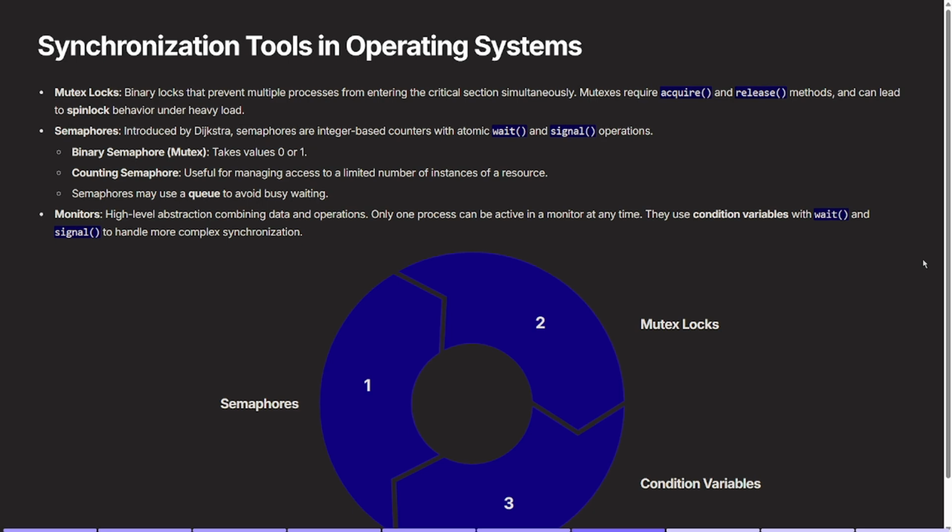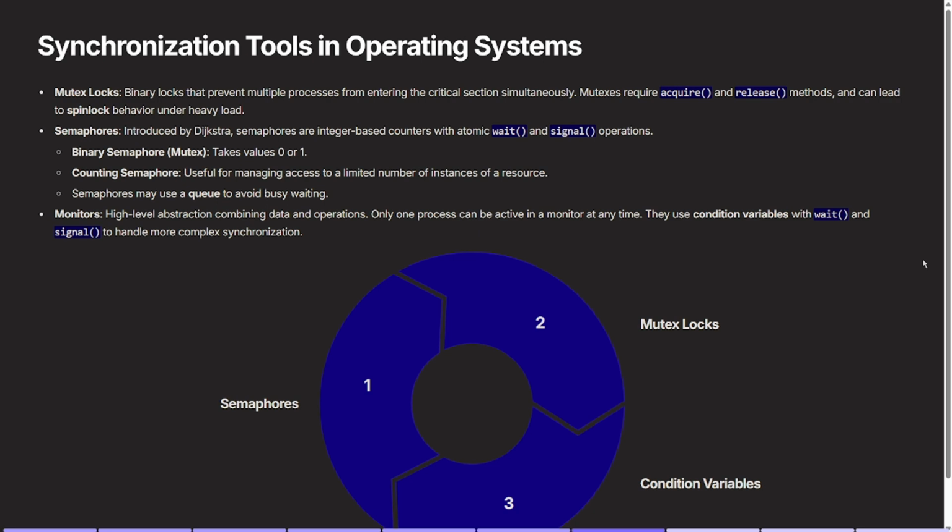Synchronization tools in operating systems. We'll be talking about three synchronization tools: mutex locks, semaphores, and monitors. Mutex locks are binary locks that prevent processes from entering the critical section simultaneously. Mutex requires acquire and release methods that can lead to spin lock behavior under heavy loads.